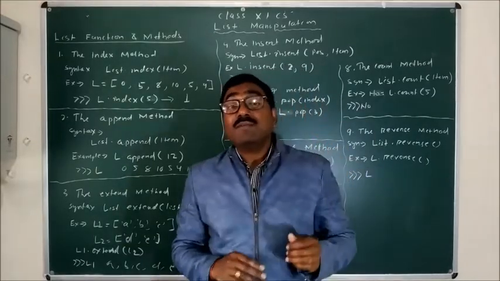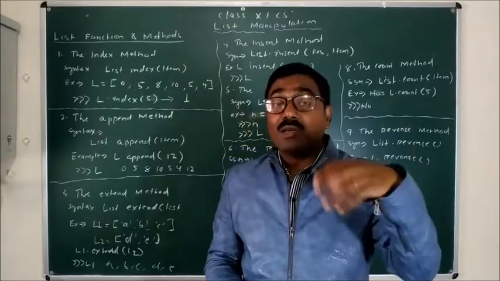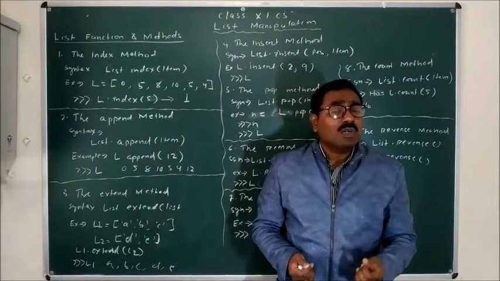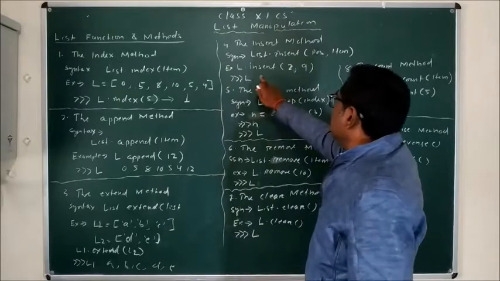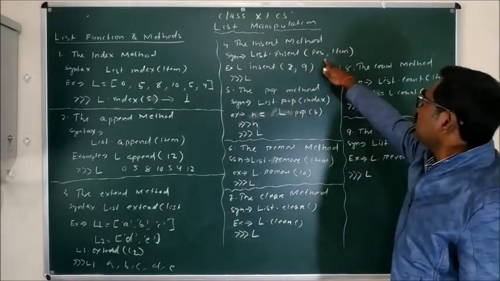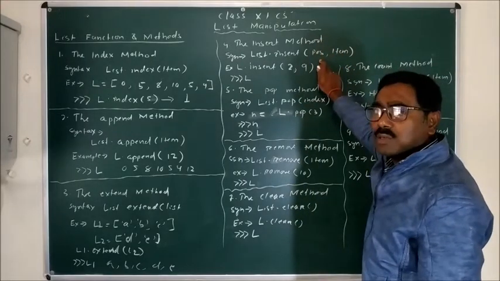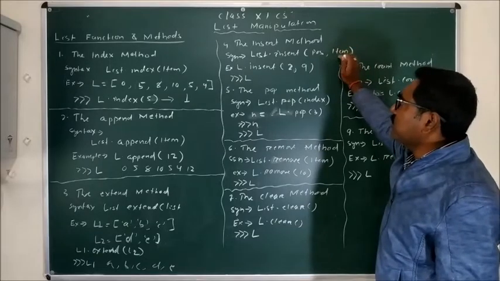Here we have to give two parameters for this command. One is the position at which you want to insert the element. Another is the item itself that you want to insert into the list. So the syntax is list.insert(position, item). Position is the place or index at which you want to insert, and item is the value that will be inserted into the list.